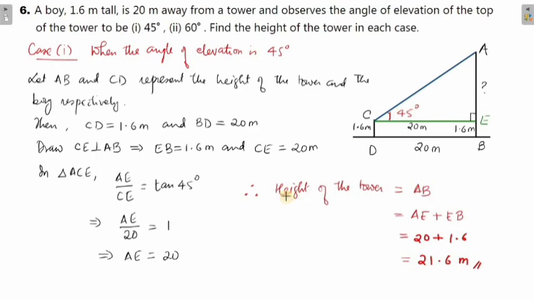Okay, so the next case you will try by yourself. The only thing that will change is this. This becomes 60. So there will be only one change. You have to make it 60 and you have to put the value of tan 60. So you will try that case number 2 by yourself. Okay, so pause the video and note down your solution.